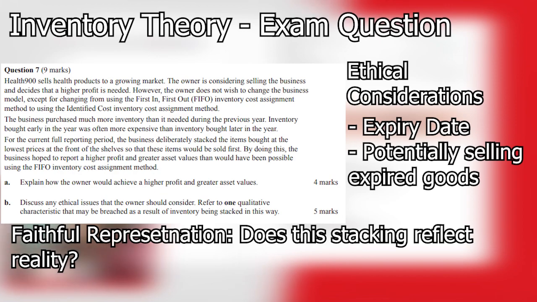And how do we know that? Well, quite simply, it says in the second paragraph, inventory bought early in the year was often more expensive than inventory bought later in the year, and they're putting the cheaper inventory at the front. So that's where that comes in. I think that's a really interesting question, and that shows the importance of understanding how the real world works.